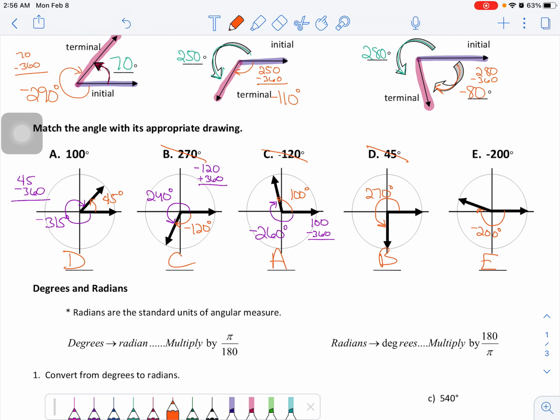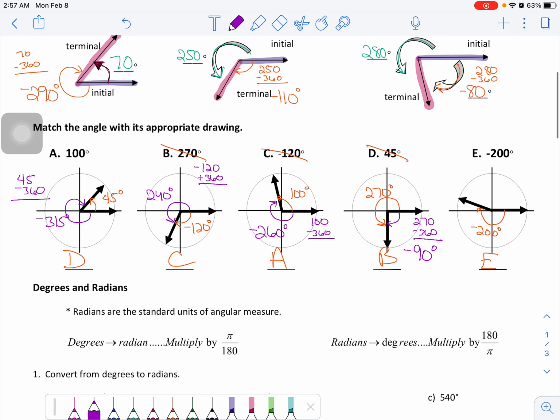This was, what was that? 270. So let me label this one again, 270 degrees. So if I'm trying to find the negative rotation, so it's clockwise rotation, I take 270 minus 360, which I'm pretty sure is 90 degrees. In this case, negative 90. And last but not least, I wanted the positive rotation attached to negative 200. So I'm going to do negative 200 plus 360, so positive 160 degrees.